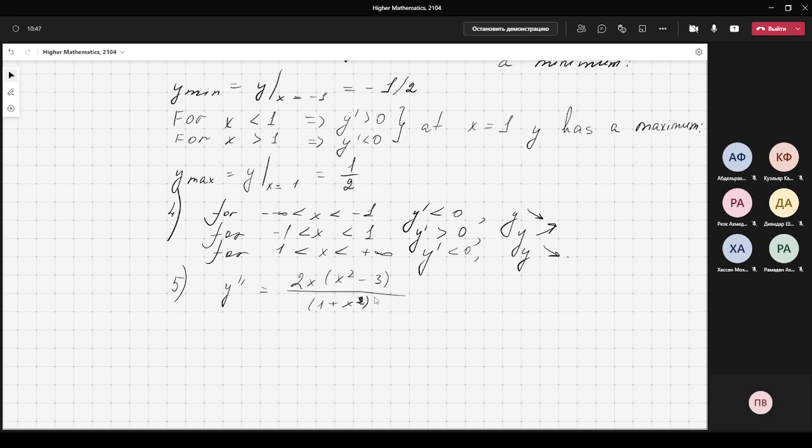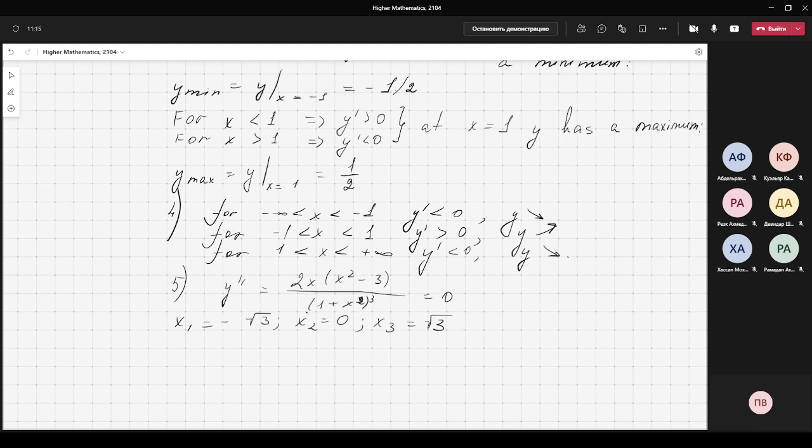No, here squared, here cubed. Equals 0. We get the critical points x first equals minus square root of 3, x second equals 0, and x third equals square root of 3.